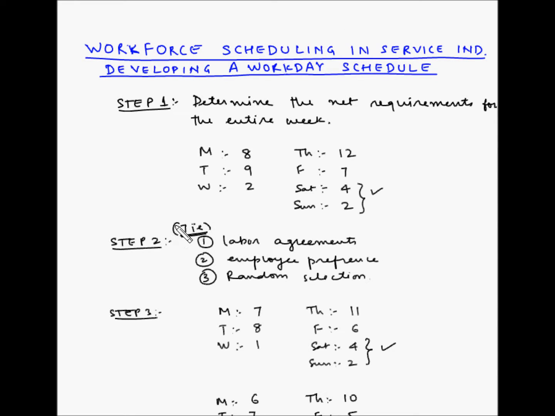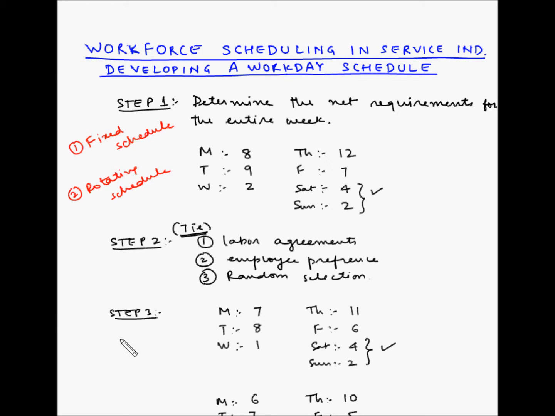Now this type of scheduling is called fixed schedule. That is, each employee is given a fixed day or days like Saturday and Sunday when he can take the time off. Sometimes some organizations go for a rotating schedule. So the other type is rotating schedule.